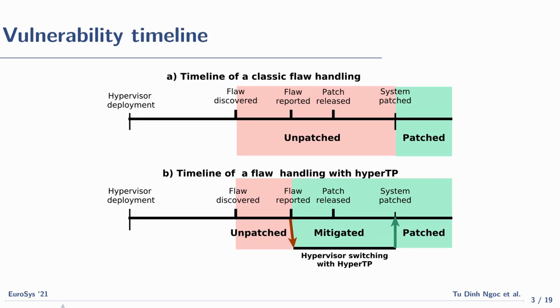So you can imagine the following timeline of handling a security issue. Previously, your best choice to deal with any vulnerability is to wait for a security patch. But with HyperTP, switching to another hypervisor lets you mitigate the vulnerability while you're waiting. So you have the choice to return to your original hypervisor once it's fully patched. So in general, what it does is that it shrinks the vulnerability window of the system, as you can see on the figure here.